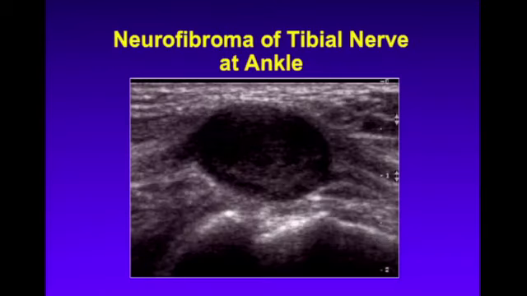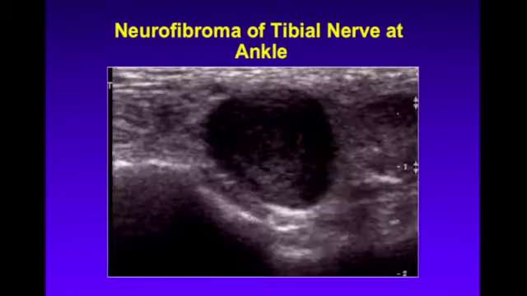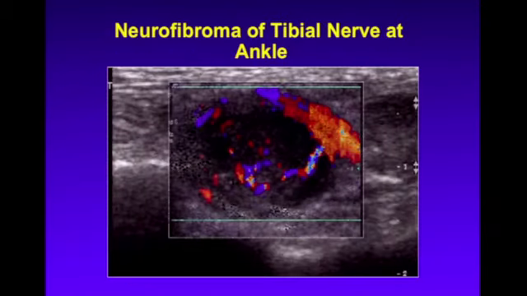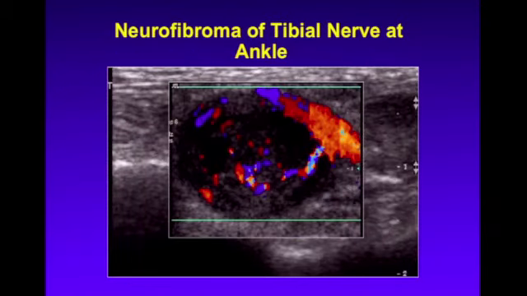Just like we saw higher up a minute ago in a different patient, we can also get neurofibromas of the tibial nerve within the tarsal tunnel, and this is such a case. How do we know that's not a ganglion cyst? Well, A, because we could see the nerve coming in and out of it, and B, because there was flow on color Doppler, always something that should be at your disposal.